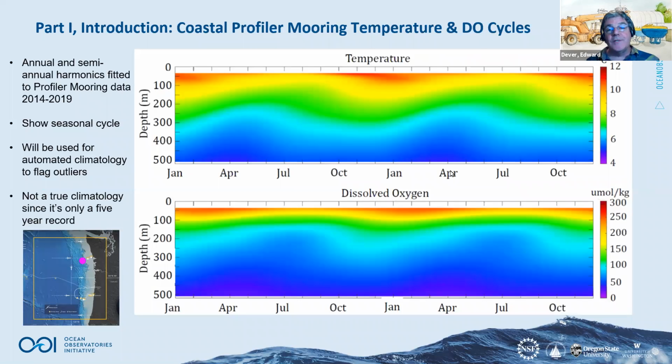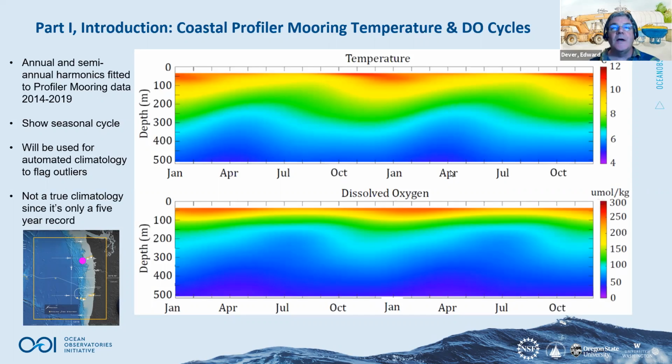This is work that Craig Rizian's doing, and it's where we're going in terms of automated quality control. So what's shown here are annual and semi-annual harmonics based on data from 2014 to 2019. This actually shows 2 annual cycles, right? So it goes January to January and then another year.